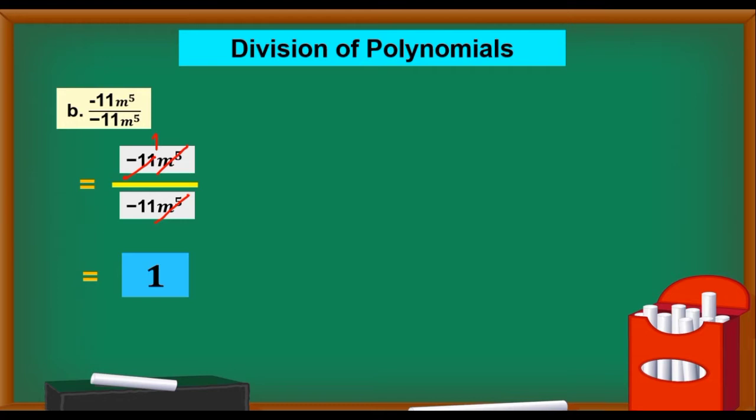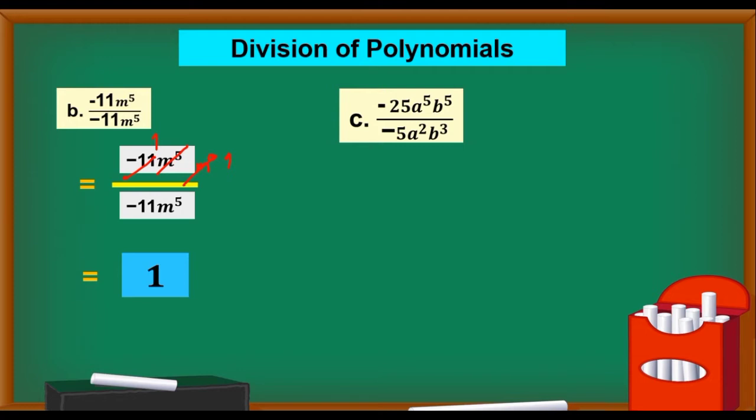So, mama, bakit po naging cancel yung m raised to 5 and m raised to 5? Kasi 5 minus 5 is m raised to 0. At alam po natin, kapag any number that is raised to 0, automatic po, siya po ay magiging equal kay 1. So, magiging 1 times 1 is also 1. Kaya ang sagot natin ay positive 1.